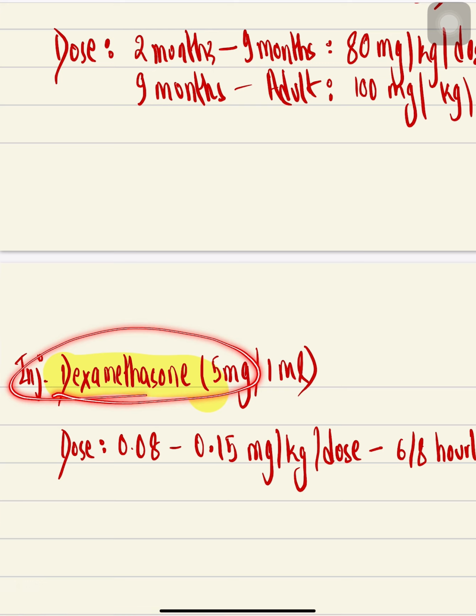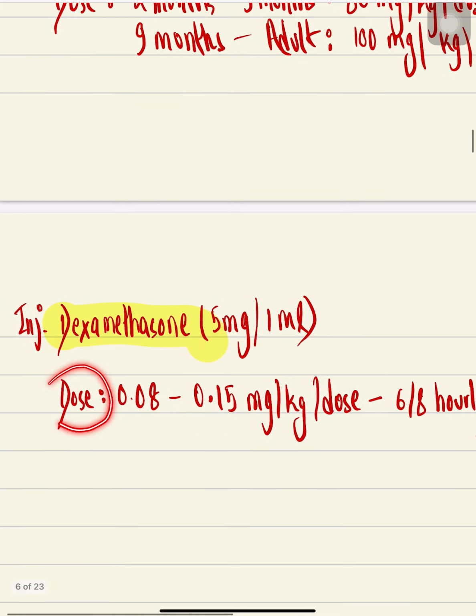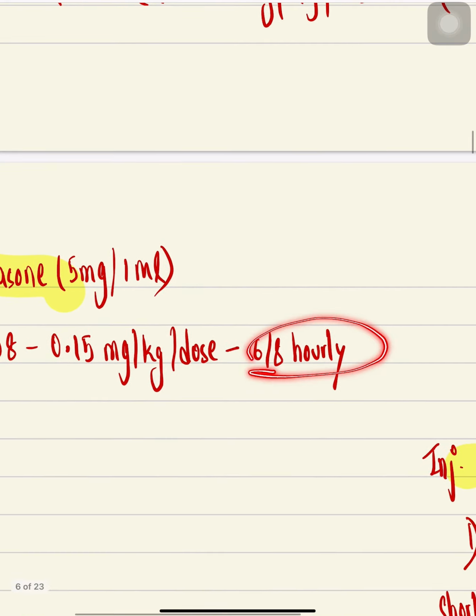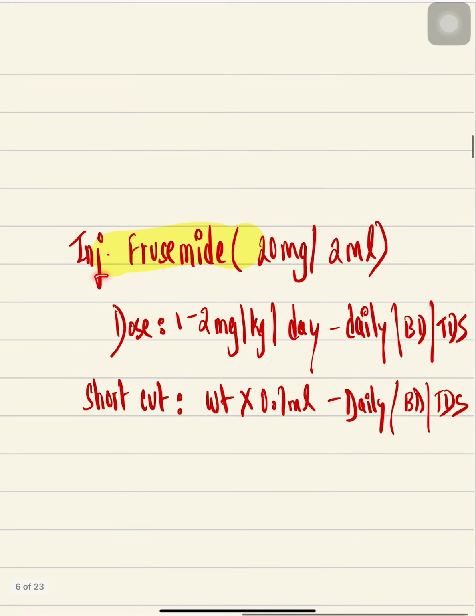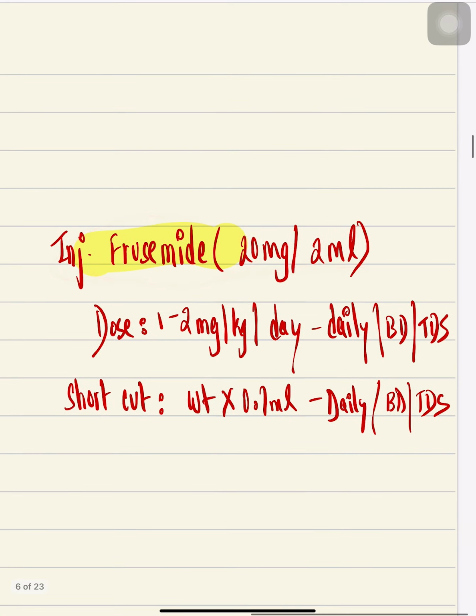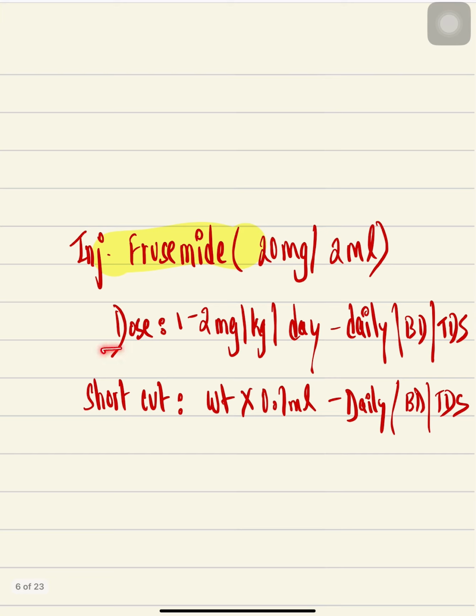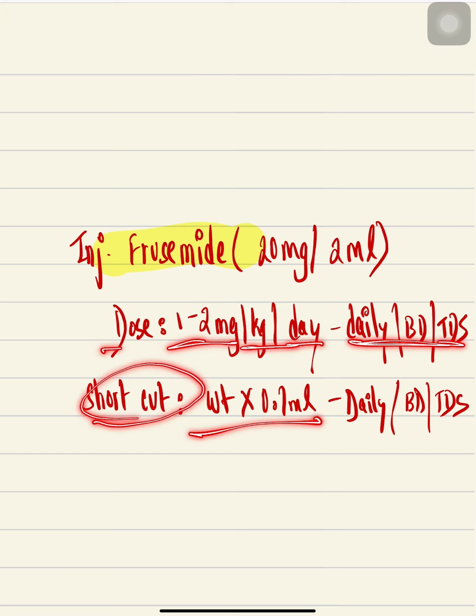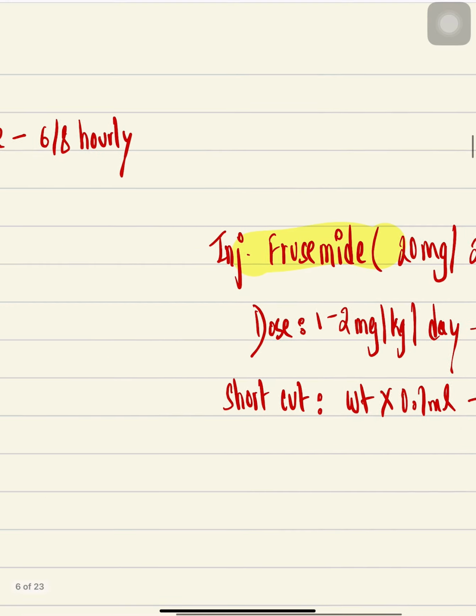Next is injection dexamethasone 5 mg over 1 ml. The dose is 0.08 to 0.15 mg per kg per dose, 6 to 8 hourly. Next is injection furosemide 20 mg over 2 ml. Dose is 1 to 2 mg per kg per day, daily, BD or TDS. Shortcut is weight into 0.1 ml daily, BD or TDS.